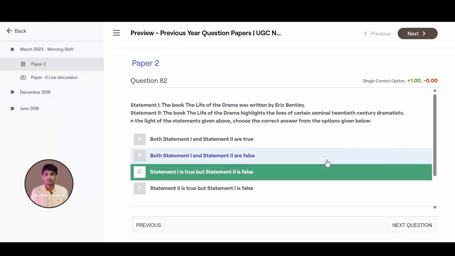C is: statement one is true, but two is false. The Life of the Drama was written by Eric Bentley, but the second statement is false.